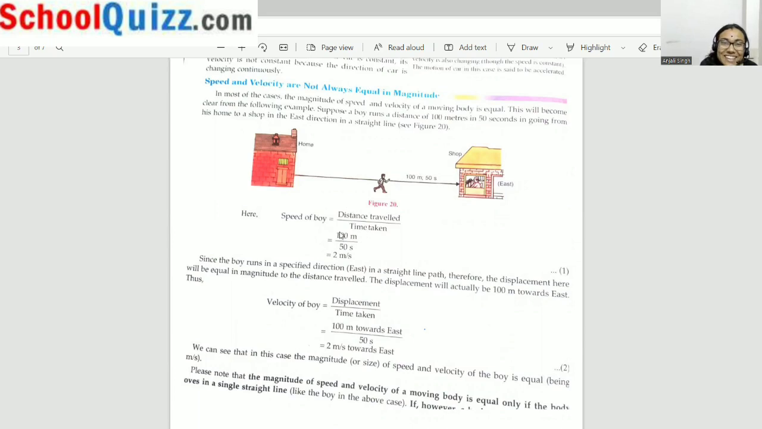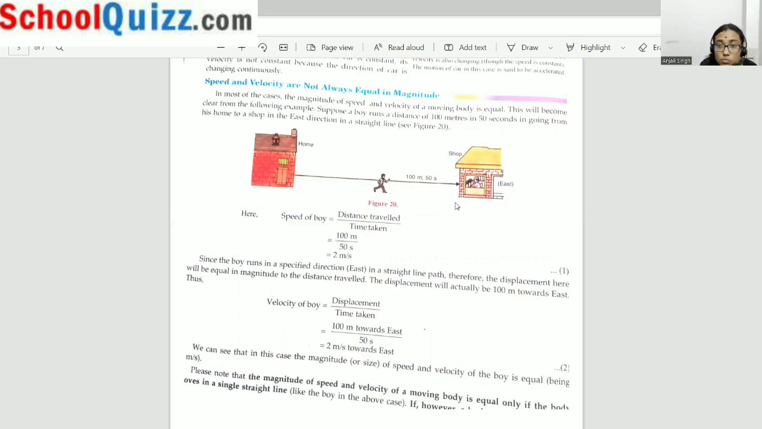Okay, so let's see. This is the distance, or you can see the speed. Okay, how much speed is acquired? Distance traveled 100 meter, time taken 50 seconds. So the speed is 2 meter per second. But about the velocity, here velocity is also 2 meter per second because the man is only going from this point to that point.